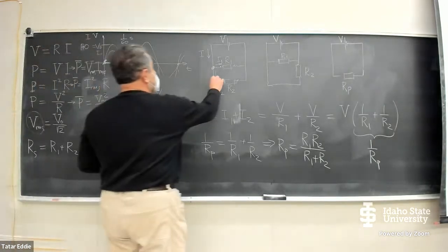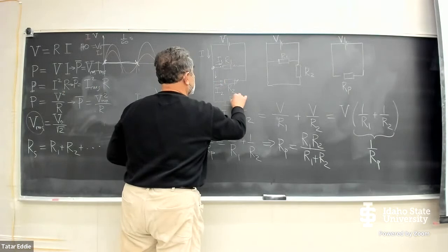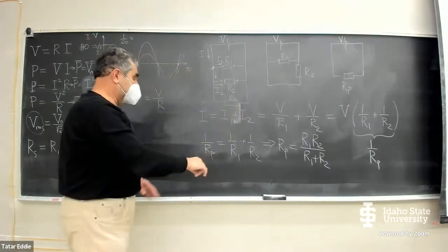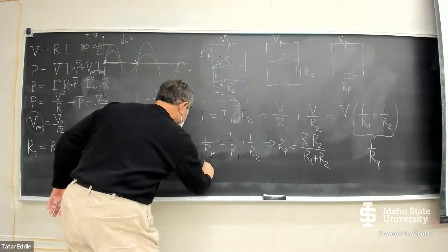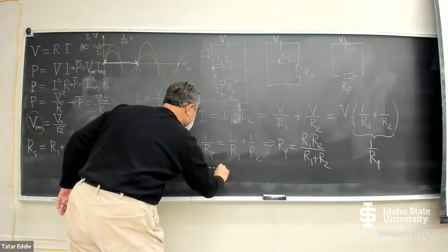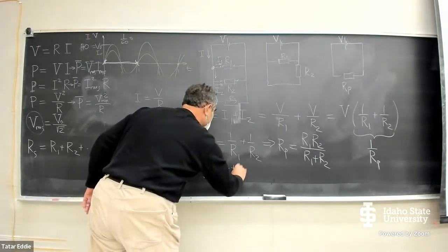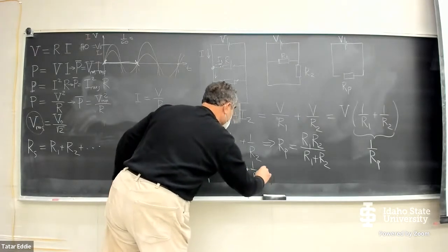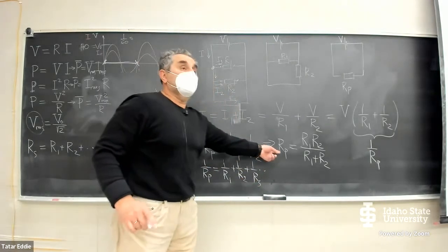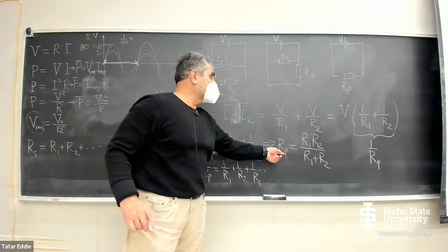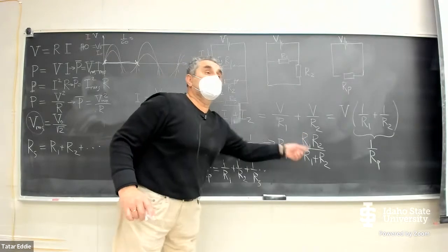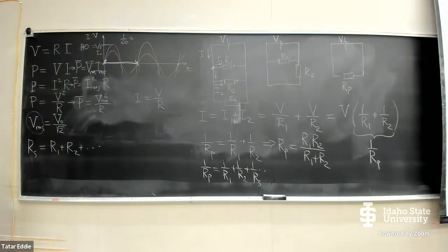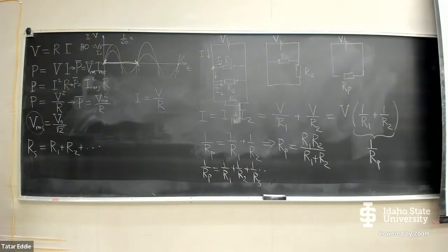Now, we can connect more resistors in parallel, we can put R3 here, and so on. In that case, the inverse of R parallel is going to be equal to the sum of the inverses, 1 over R1 plus 1 over R2 plus 1 over R3, and so on. But the formula of product divided by sum is not going to work algebraically anymore. You have to do it step by step. And if we have a chance, we can do that in the examples.